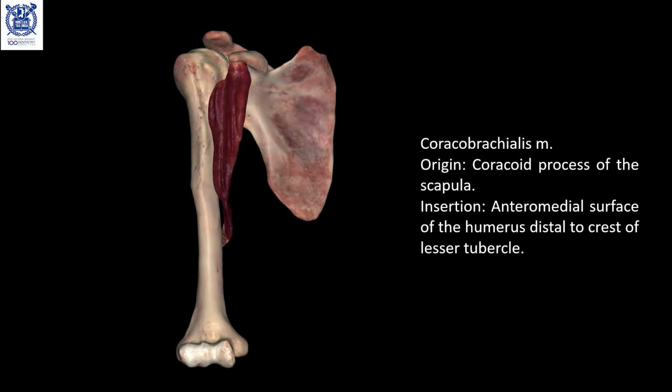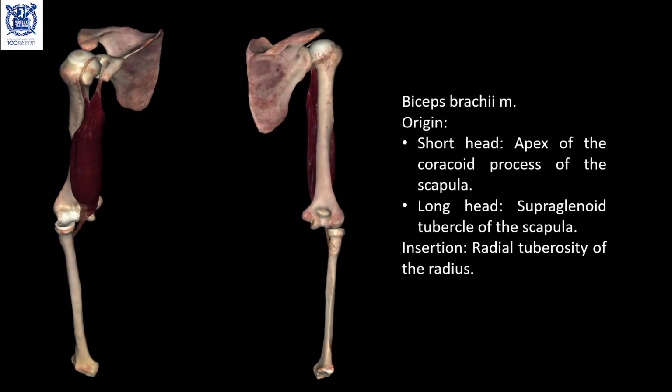Coracobrachialis muscle. Origin: coracoid process of the scapula. Insertion: anteromedial surface of the humerus, distal to the crest of the lesser tubercle. Biceps brachii muscle. This muscle has two heads. The short head has its origin at the apex of the coracoid process of the scapula. On the other hand, the long head has its origin at the supraglenoid tubercle of the scapula. Both heads have the same insertion site at the radial tuberosity of the radius.